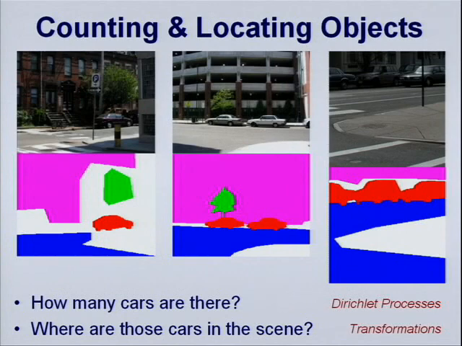OK, so now we come back to the scene. We have candidate answers to these two questions. We're going to use Dirichlet processes to give us uncertainty in how many cars or objects are in the scene, and transformations to model the fact that I don't know where it happens to be located.